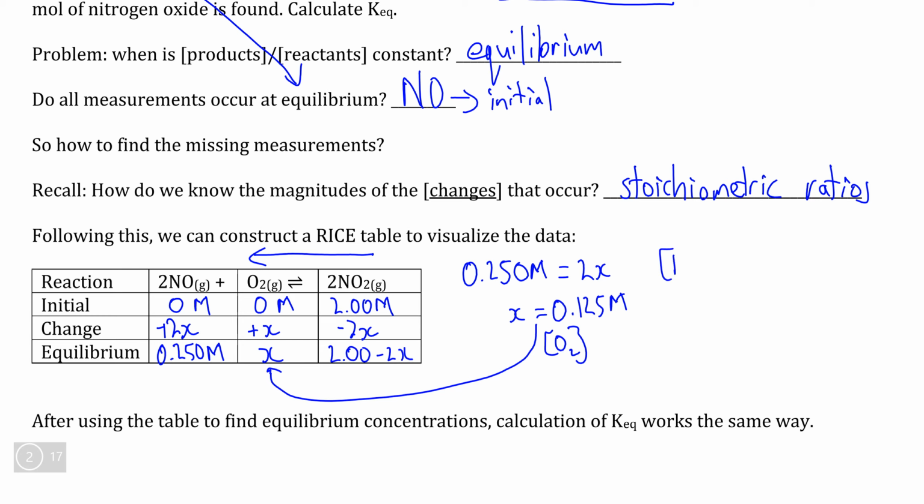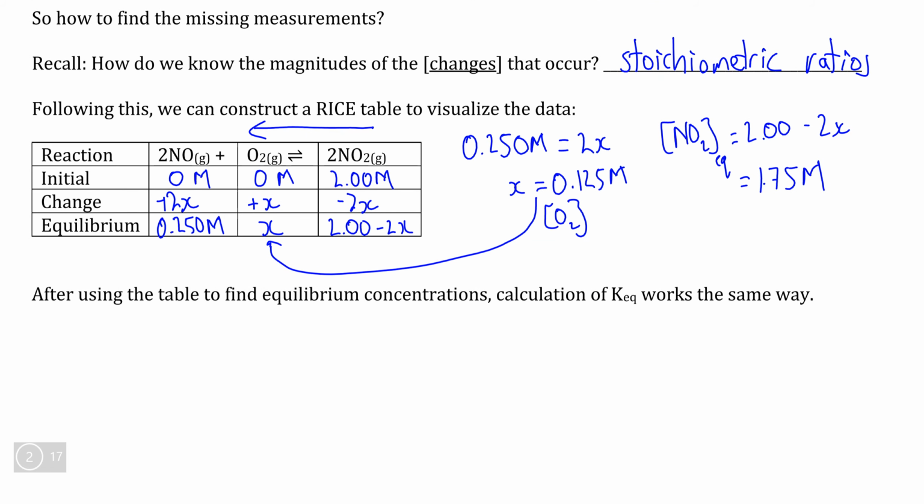So if we know that the concentration of nitrogen dioxide at equilibrium is equal to our initial concentration minus 2X, and we know what 2X is already, we can find that this is equal to 1.75 moles per liter, and now that means we have all of our equilibrium concentrations, which means that we can calculate KEQ in exactly the same way.